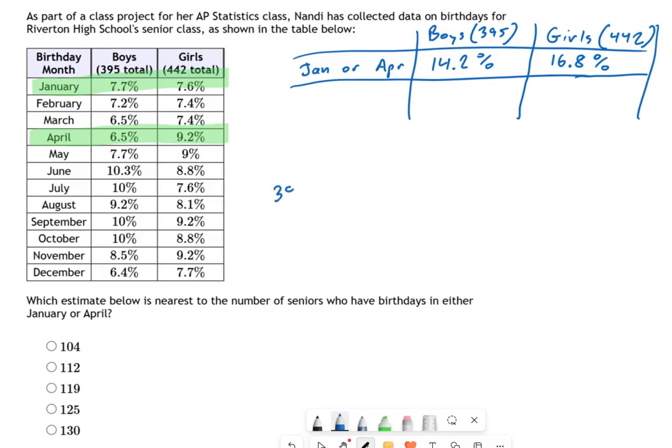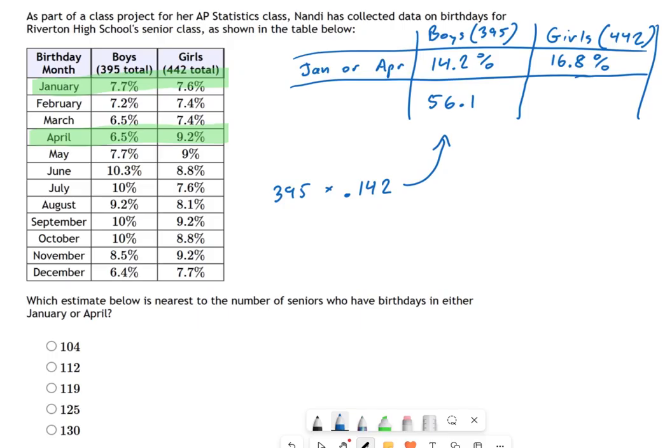So the way I'm going to do that is I'm going to say 395 times 0.142. That's how to figure out how many boys we're talking about here. So that's going to be 56.1 boys. These are approximate numbers, so we don't really have to get too bothered by the decimals.